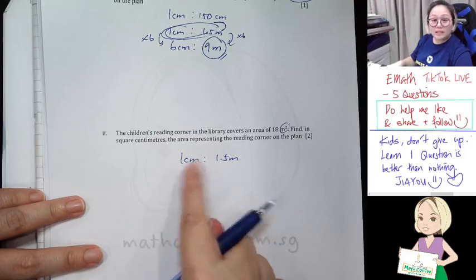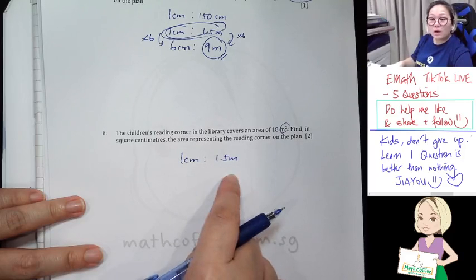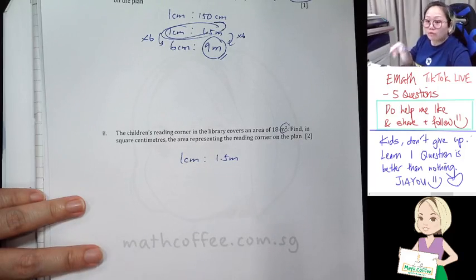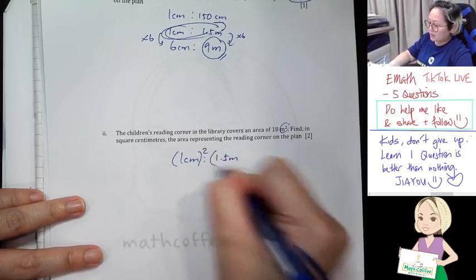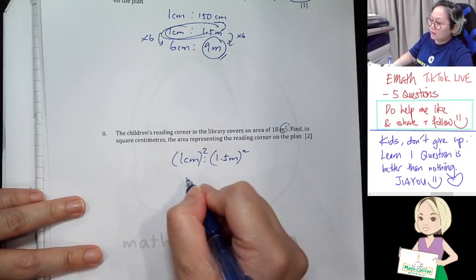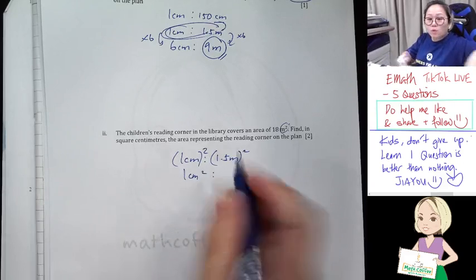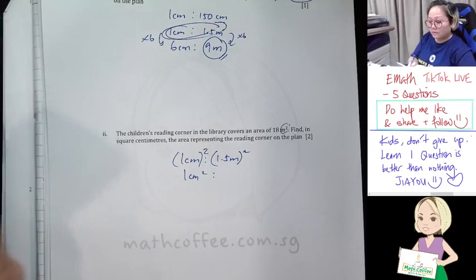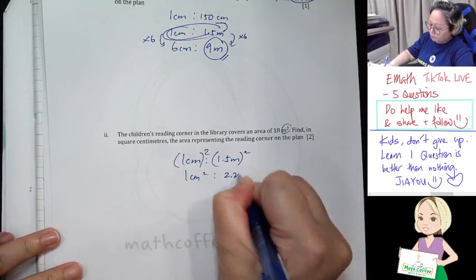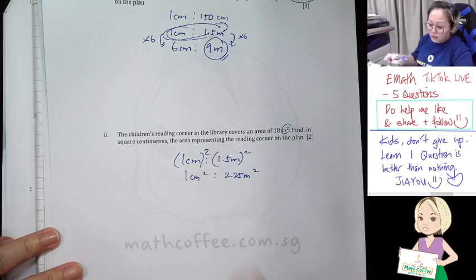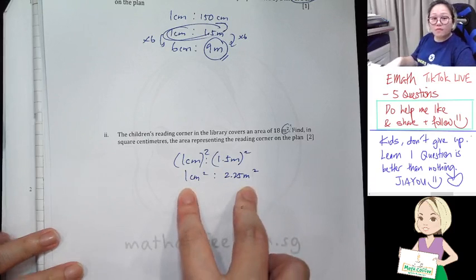Okay, so now this is length scale. To find area scale, what you need to do is square both sides. So you see, square both sides. So 1 square, 1 times 1 of course is 1 cm square. And 1.5 square will be 2.25 meter square. So now I'm ready to use this for my area scale.